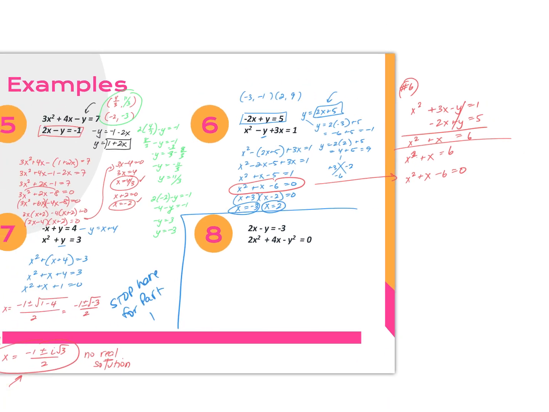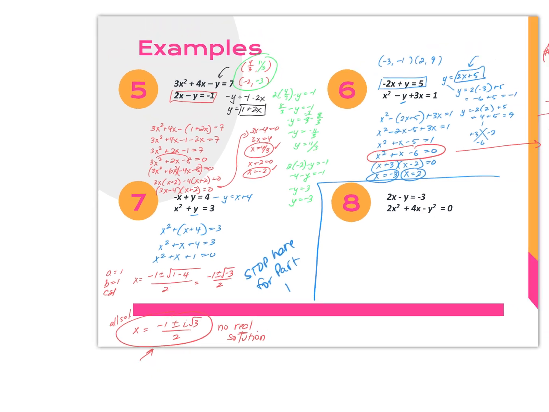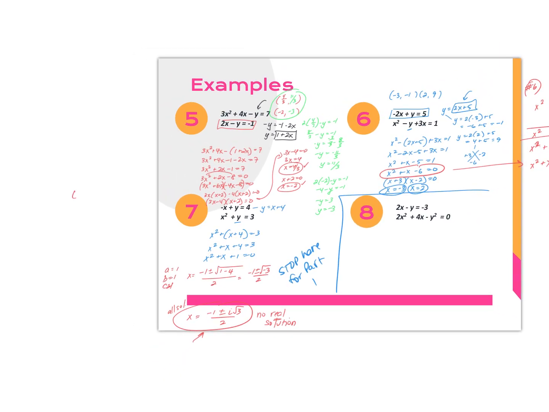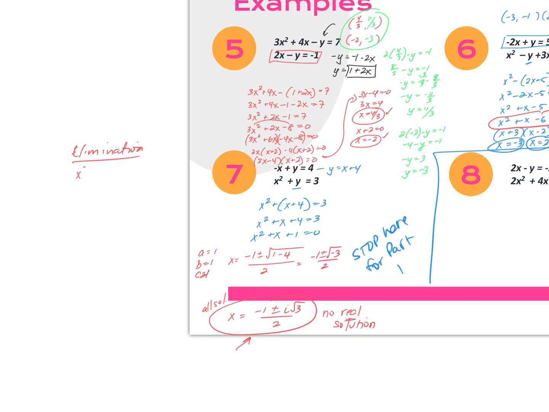Let me show you another example. Let's say I was to come to number 7 and use elimination. Again, it's just a different way. You learned elimination back when you did this with linear equations in Algebra 1. So again, let me just focus a little bit on the equations. I've got x squared, let me do the bottom one, plus y equals 3. And the top one is minus x, which I don't see here, plus y equals 4.